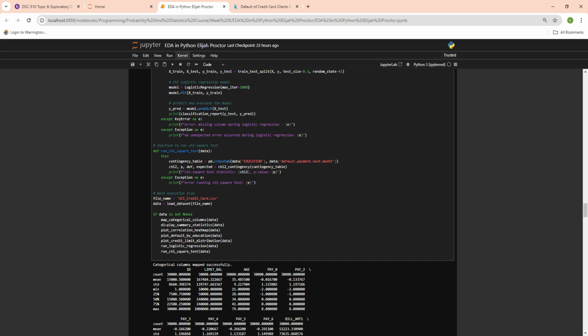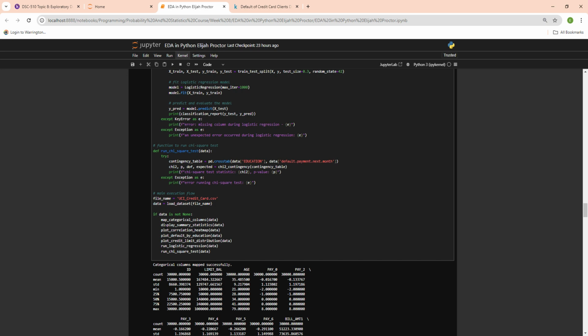And to visualize relationships within the data set, we use a correlation heat map to see how different numeric values are related. Our bar chart is used to compare default rates across education levels, and then our distribution of credit limits is shown using a histogram, helping observe the range and frequency of our credit limits. And so these are the same visualizations that we had in question 3.